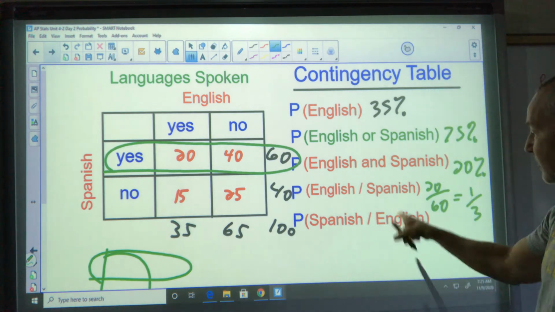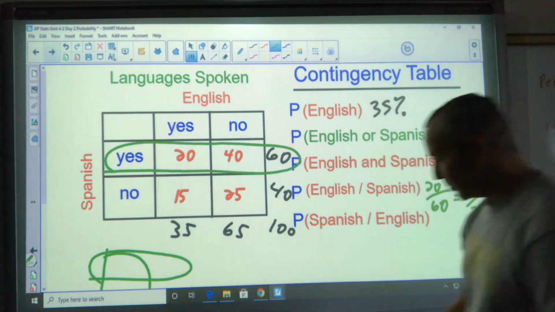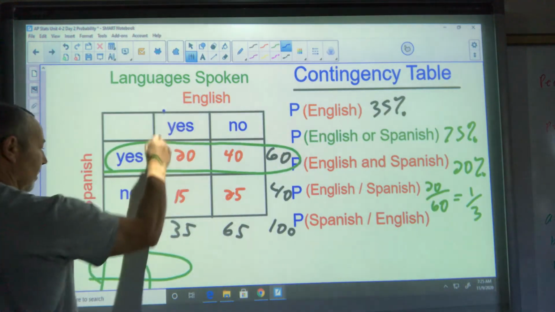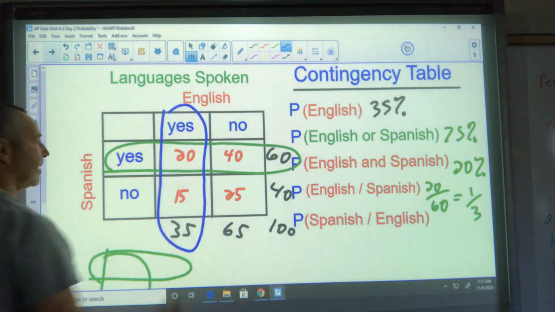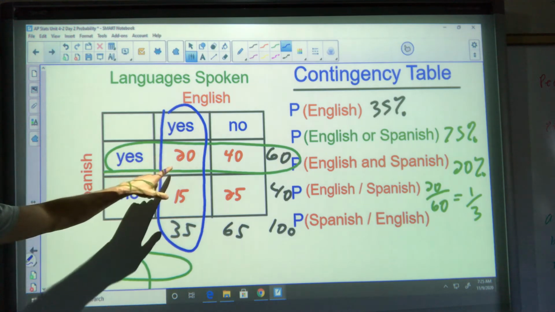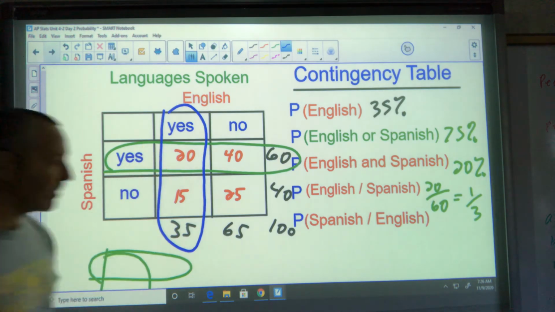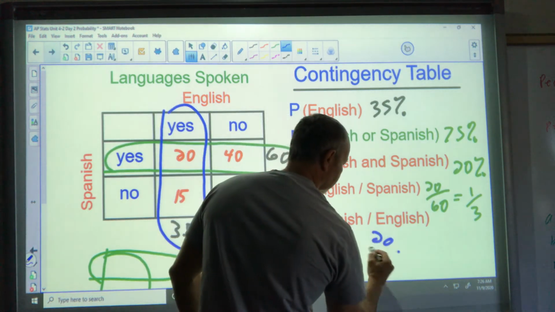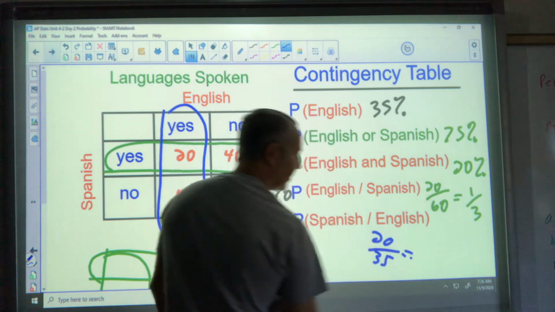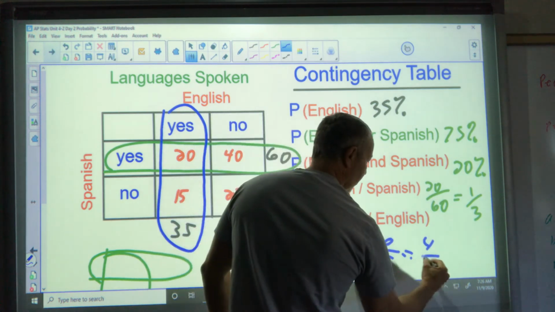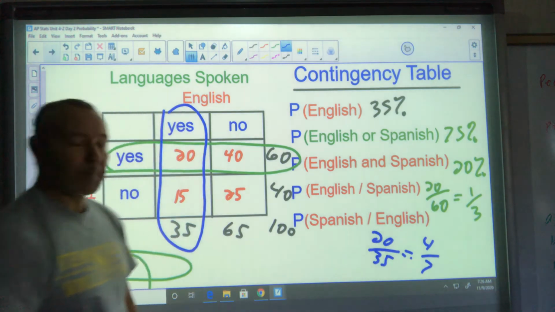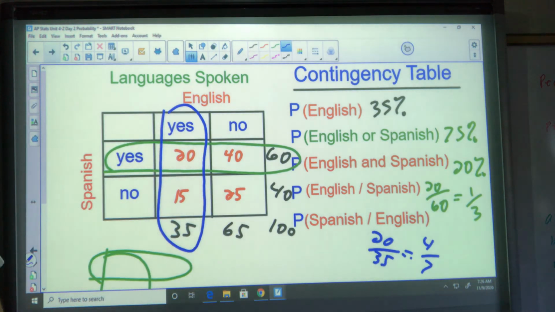Okay, Spanish, given English. So I'm out of the English group. These people are all in the English group. There's 35 of them. How many took Spanish? 20 out of the 35 people. Reduce by 5. 4/7 again, or you could put a percent as well. That's our contingency table.